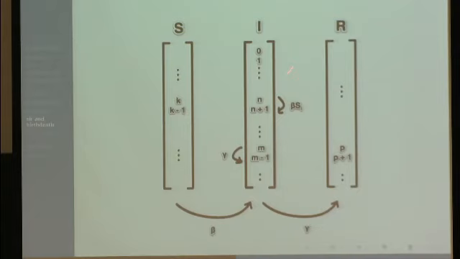So if I only look at this part of my trajectory now, I know that I move from n to n plus 1 with the rate beta times I, and I move back from m to m minus 1 with the rate gamma. And that's just the simple trick we're using to combine the two things.